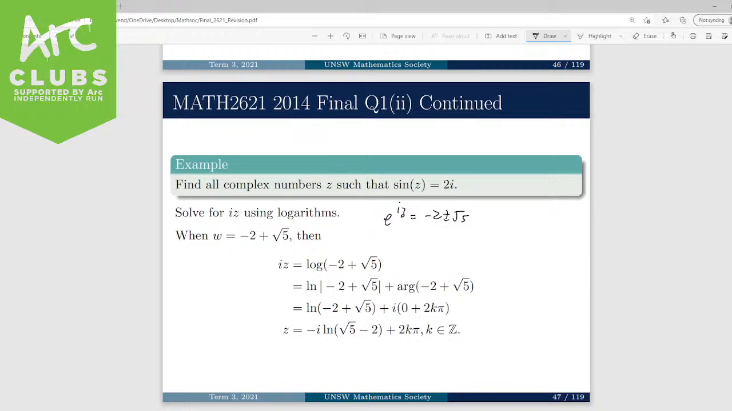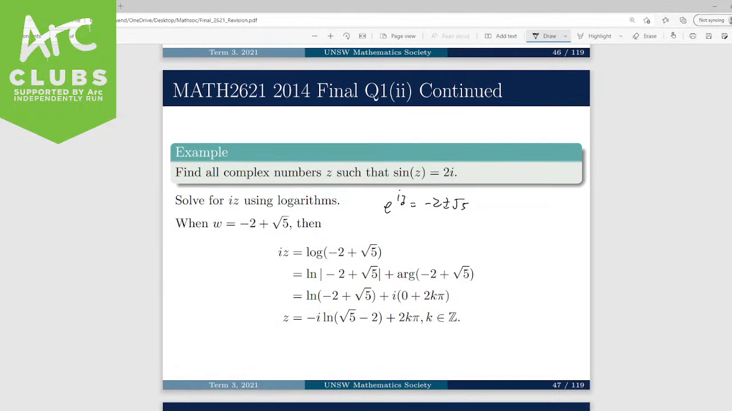You can try and combine them and do them at the same time if you want, but taking them separately, w is negative 2 plus root 5 first. So you're solving for iz equal to log of negative 2 plus root 5. We are just taking the multi-valued log. We're going to find all the solutions of z. We're not trying to restrict it. So iz is equal to the multi-valued log of negative 2 plus root 5.